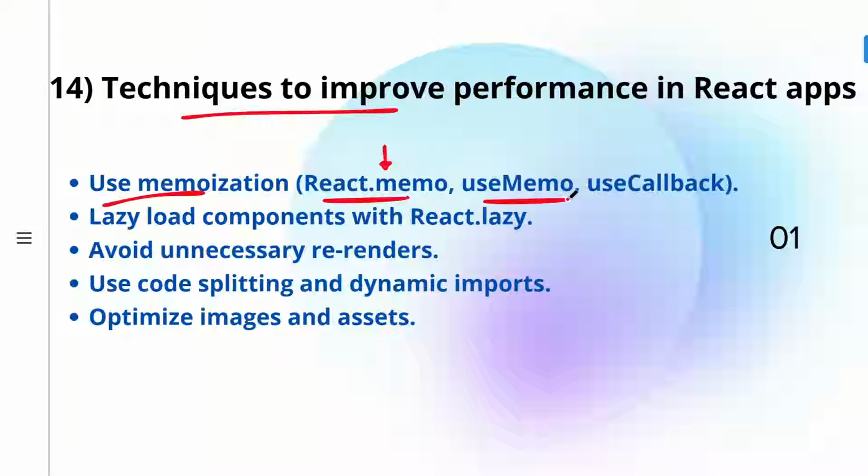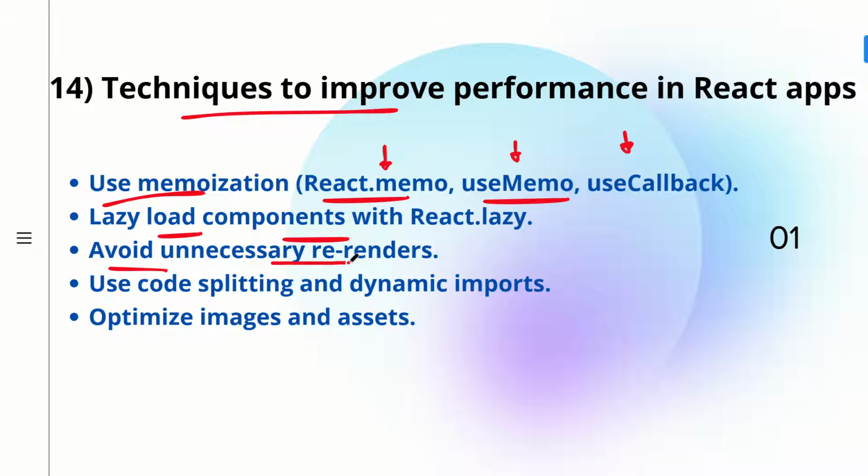Then we have the useMemo and useCallback hooks. useMemo is helpful for caching the calculated value, and useCallback is helpful for caching the function, so that functions are not recreated again and again. So for memoization, you can use React.memo or the useMemo and useCallback hooks. Then you can make use of lazy loading of components with React.lazy. So you will call the component only when it is required, not at the beginning. Not everything will be loaded together. Only on demand will your component be loaded, that is, lazily loaded.